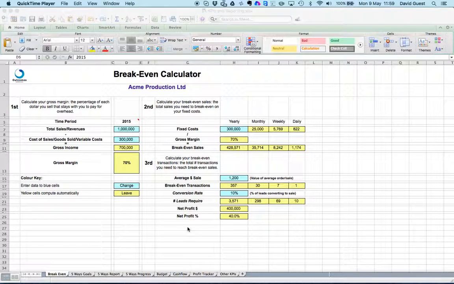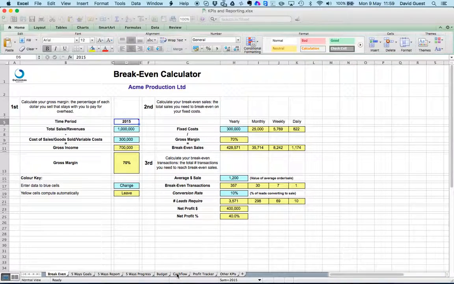So welcome to the KPI reporting spreadsheet. I'm just going to run through the tabs that are here. This is a fairly comprehensive spreadsheet that covers things from understanding your cash flow to your budget to making sure that you're on track with your profit, so your projected versus actuals, and even a place where you can measure your marketing. So we'll talk about the 5 ways as well.